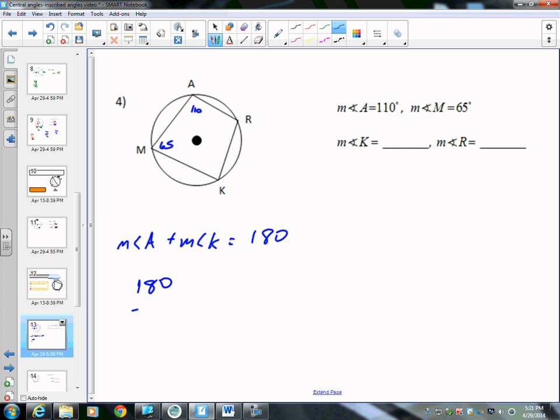So 180 minus 110, which is 70 degrees. So K has to be 70. Similarly, on the other side, M and R have to add together to make 180. So I just say 180 minus 65, and 180 minus 65 gives us 115 degrees. And that would be the measure of angle R.